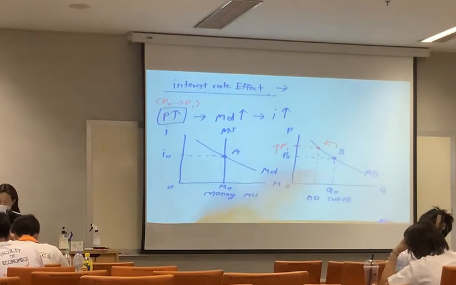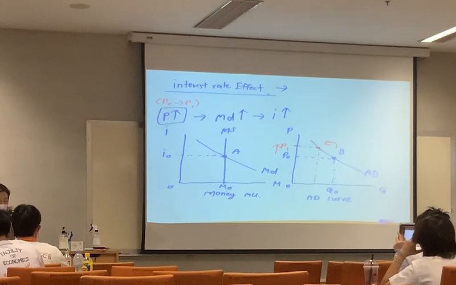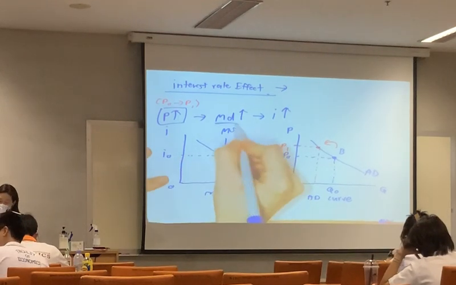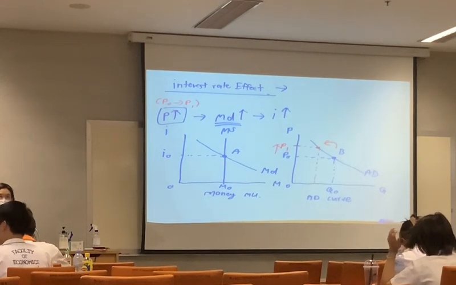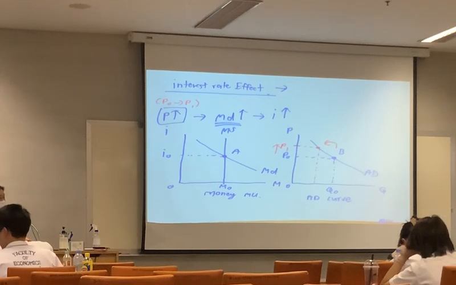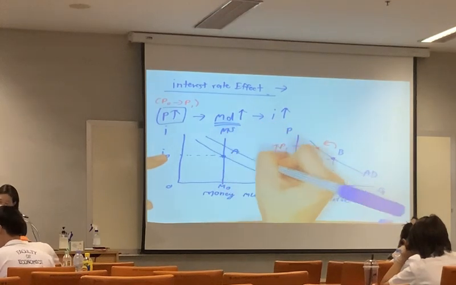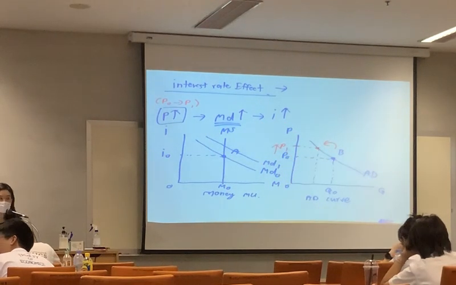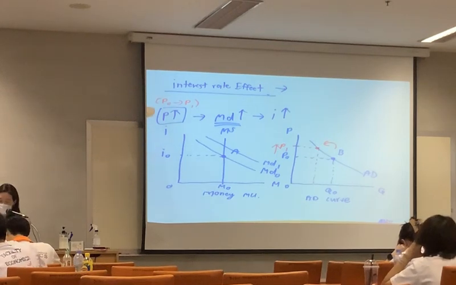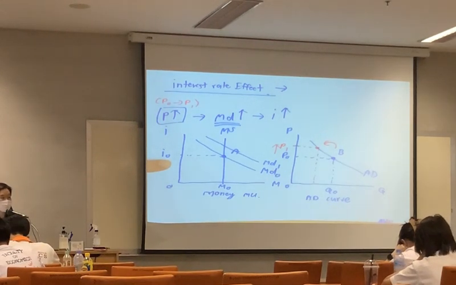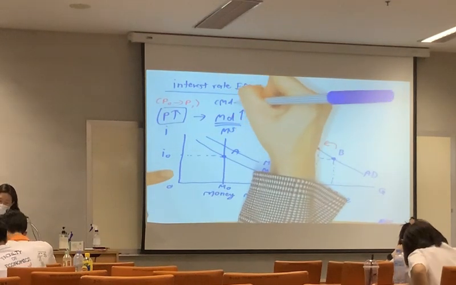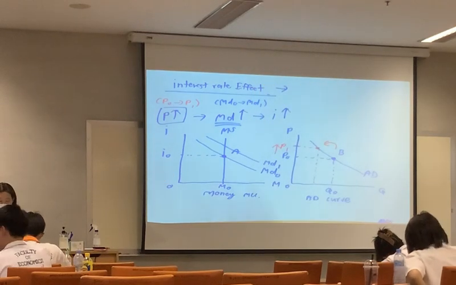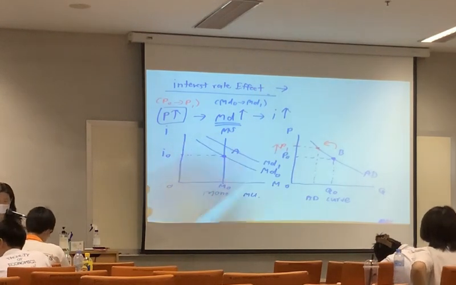When P increases, what happened? People think that now price has increased, they will hold more MD, especially MD for transaction purposes, because they need more cash to buy goods and services since price has increased. So this is one more factor that makes the MD curve shift rightward. MD will increase. You can see this is another factor that makes MD shift. Interest rate doesn't change, but price changes, making MD shift from MD0 to MD1.